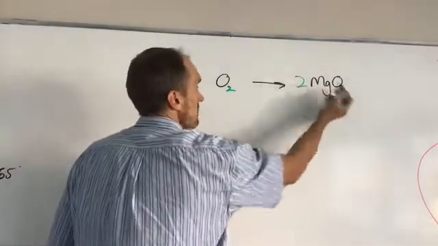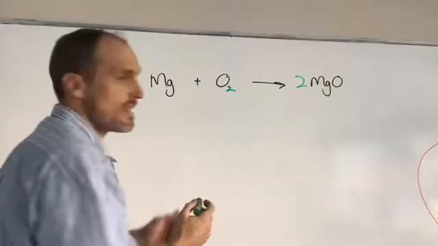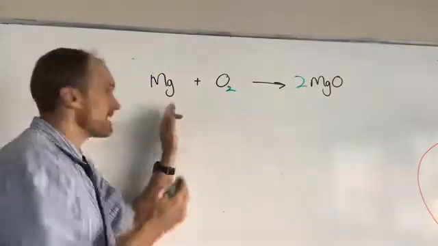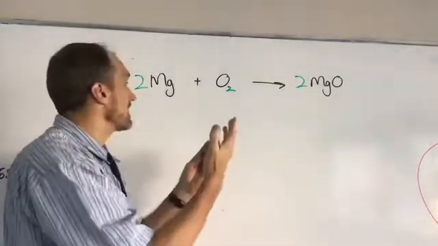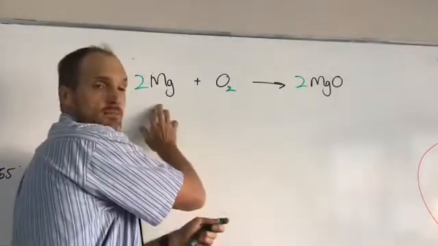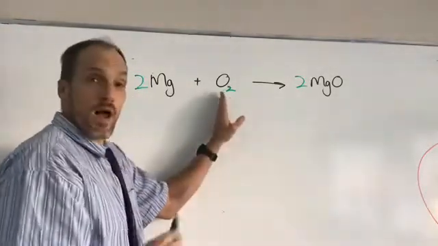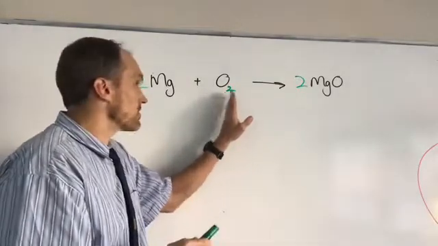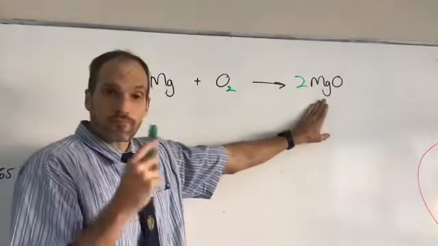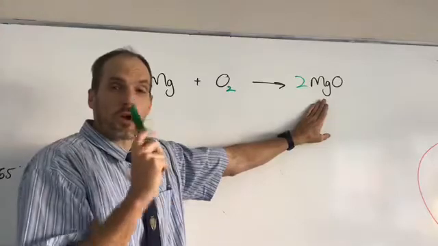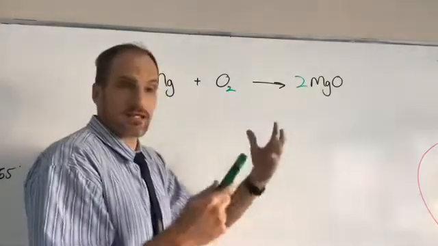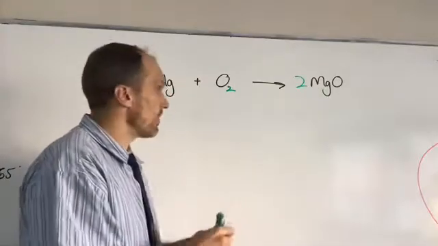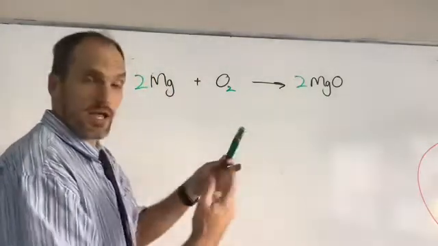That gives us the two atoms of oxygen that we need, but now we are short one magnesium, so we balance it like that, and we have a correctly balanced equation. So two atoms of magnesium react with one diatomic molecule of oxygen to produce two molecules of the compound magnesium oxide.